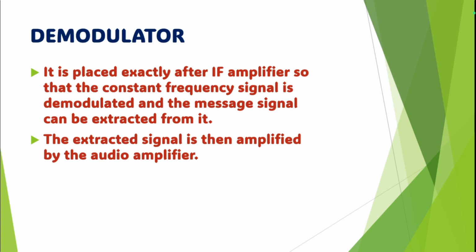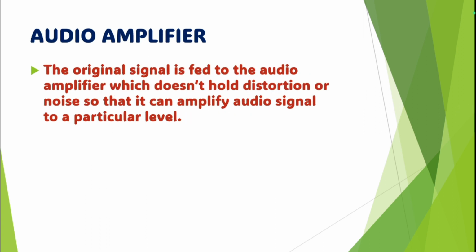And we combine two signals: one is the reference signal and the second is your input signal. So it extracts our original baseband signal from that reference signal. And finally, the extracted signal is amplified by using the audio amplifier. So the next component is our audio amplifier. Amplifier you know. Then what does audio mean?